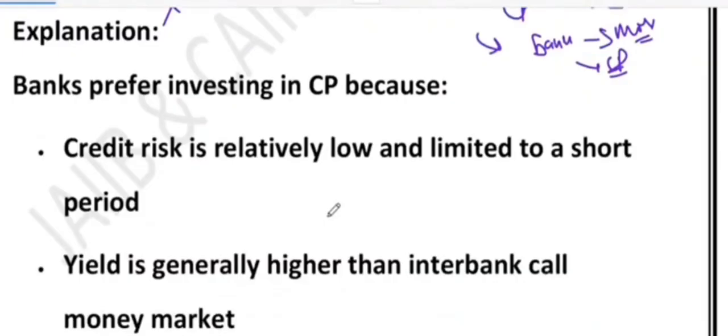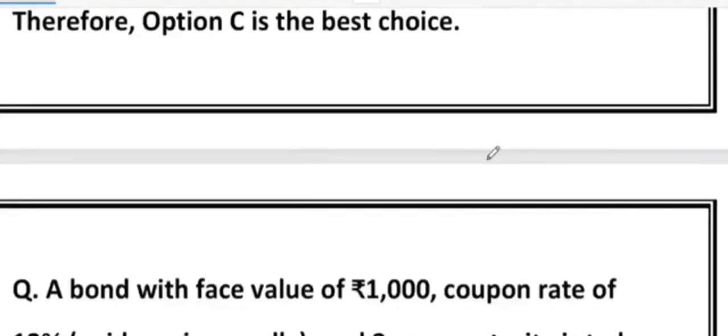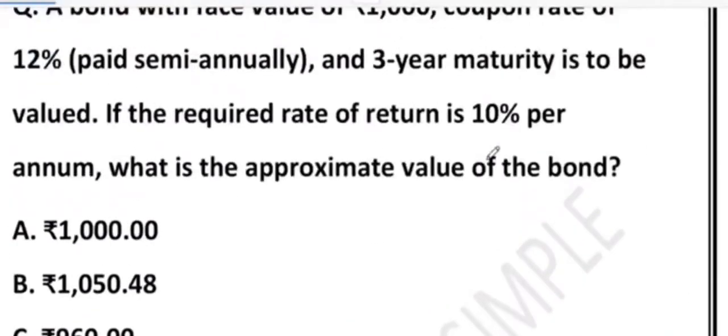So let's summarize the points we have just covered. First of all, why do banks invest in CP? Because it offers higher yield than short-term bank-to-bank lending. And credit risk is low, and it is limited to a short period. And CP is quite tradable, so the bank can sell it before maturity if needed. And CP is always issued in demat form. So option C is the correct answer.